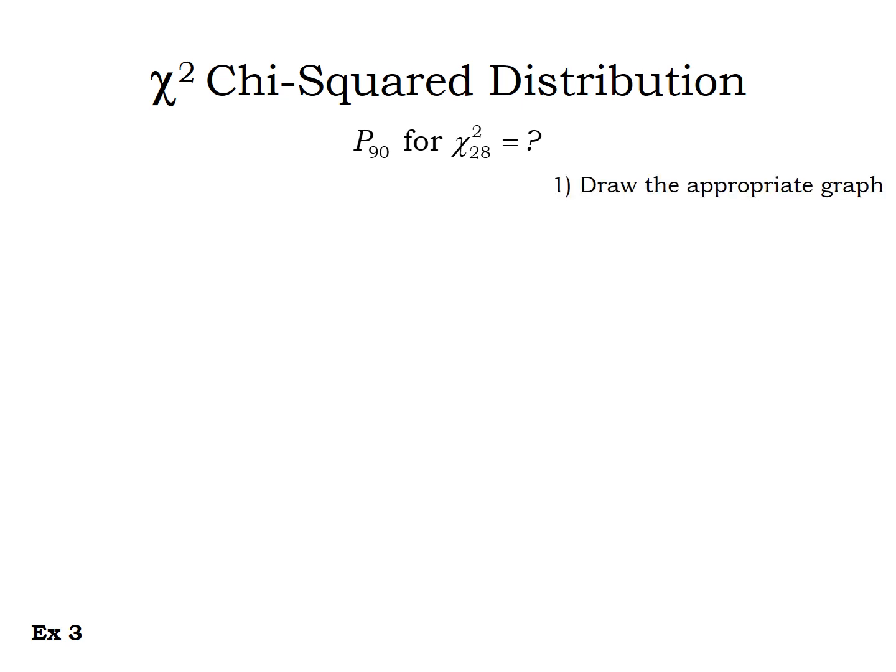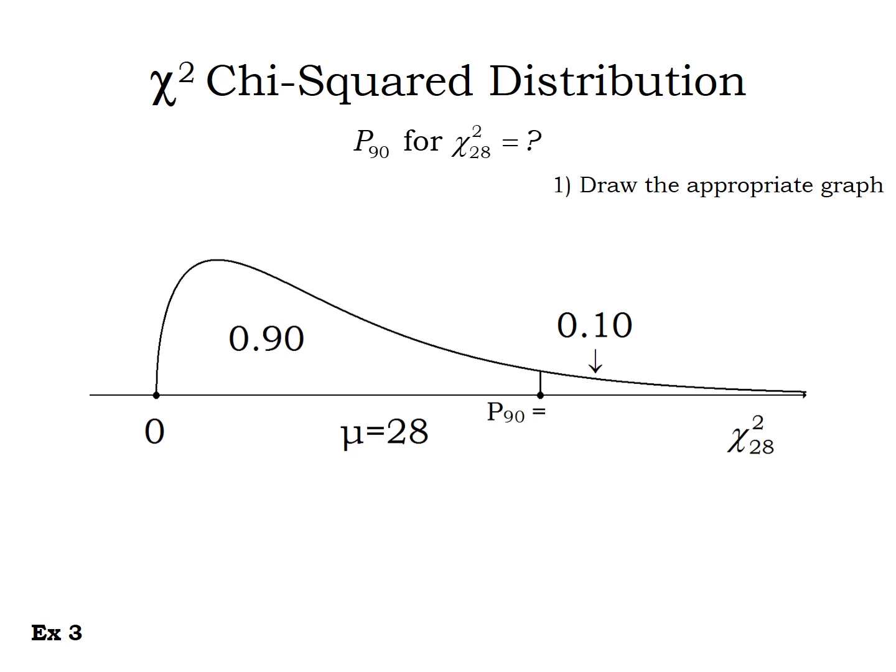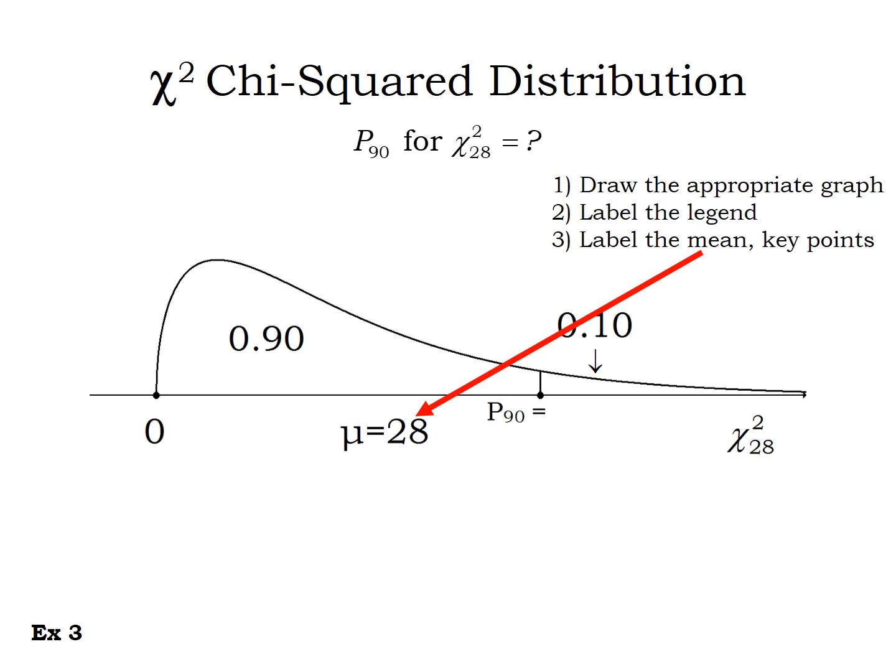So we're going to draw our graph. Again, chi-squared graph, skewed right. Put in our legend, label it so everybody knows it's a chi-square with 28 degrees of freedom. Our key points, the mean is 28 because we have 28 degrees of freedom. Minimum score is 0. Now, specific to our problem, we want to find the 90th percentile.